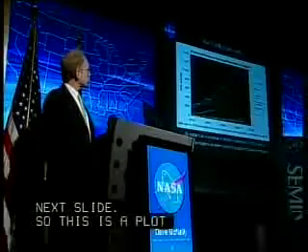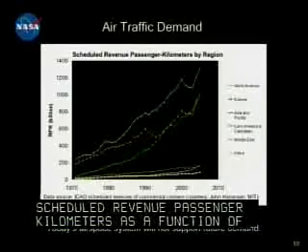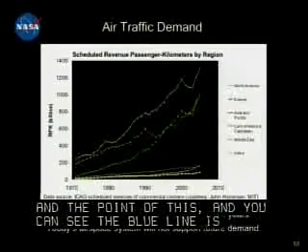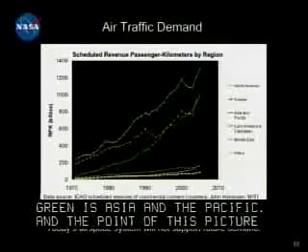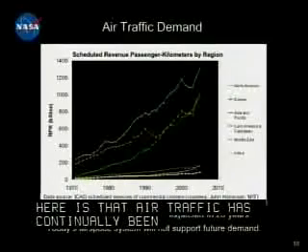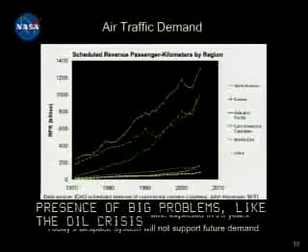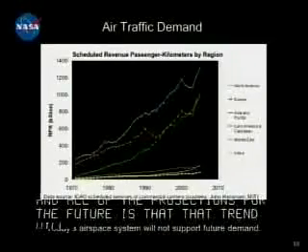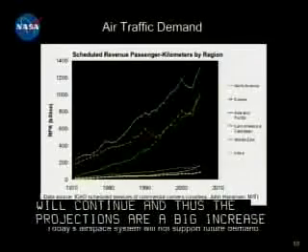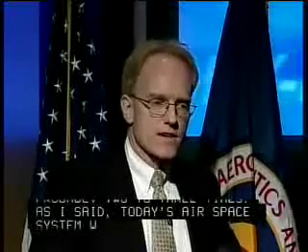Next slide. So this is a plot of the scheduled revenue passenger kilometers as a function of time. You can see the blue line is North America, the red graph is Europe, and the green is Asia and the Pacific. The point of this picture is that air traffic has continually been rising over the last 30 years, even in the presence of big problems like the oil crisis and like September 11th. Air traffic continues to rise, and all of the projections for the future are that that trend will continue, and thus the projections are a big increase in traffic in the next 20 years, probably two to three times. And as I said, today's airspace system will not support a substantial increase in traffic. Next slide.